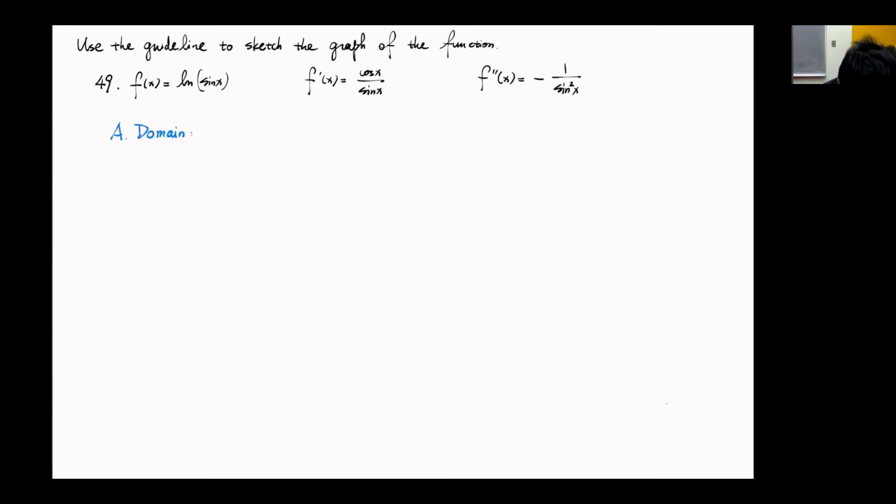So what's the domain over here? In order to make sense of any logarithm, you need to make sure that the argument is strictly positive. That means you need to make sure that sine of x is strictly greater than 0. How do we solve this inequality?